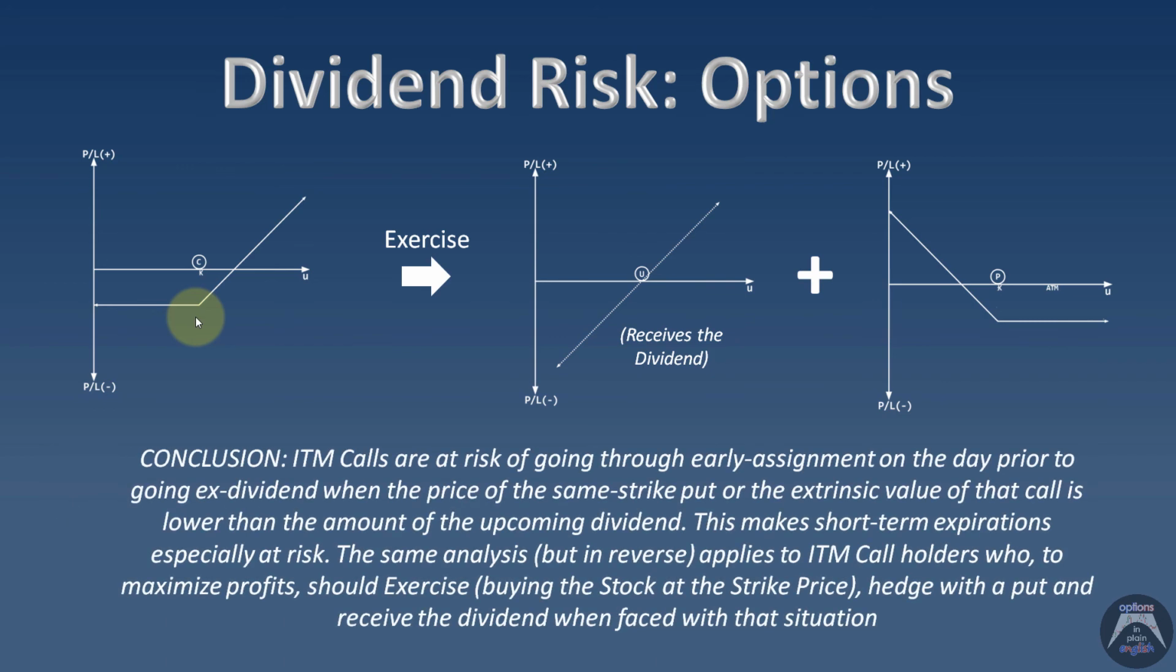So we have a conclusion, and this is something that we're going to be analyzing when we look at the trading platform and we look at a real example. In the money calls are at risk of going through early assignment on the day prior to going ex-dividend when the price of the same strike put or the extrinsic value of that call is lower than the amount of the upcoming dividend. This makes short-term expirations especially at risk.